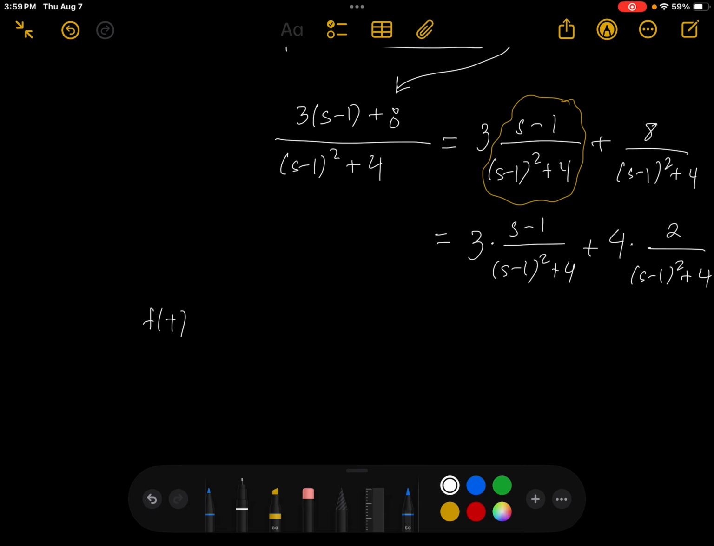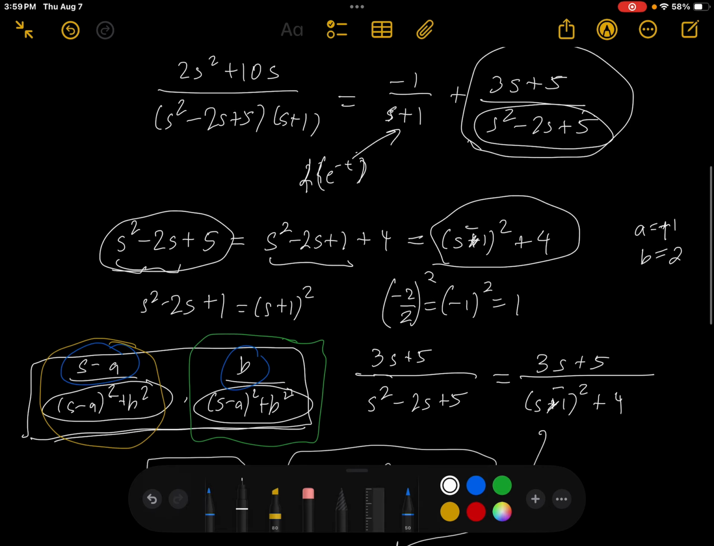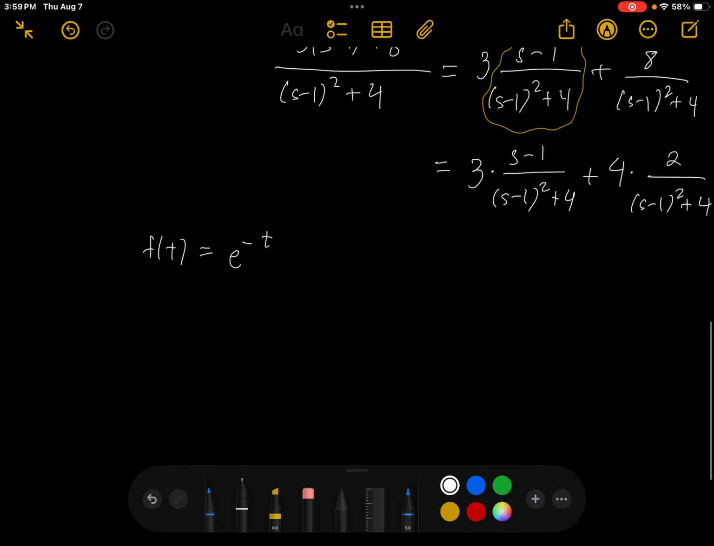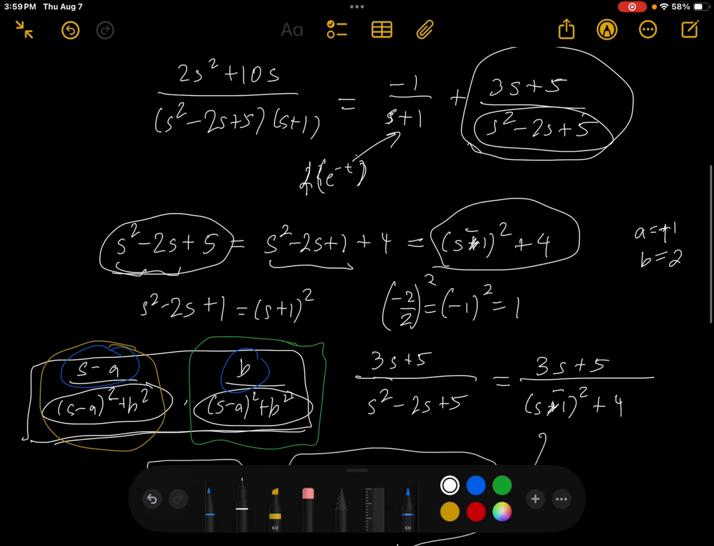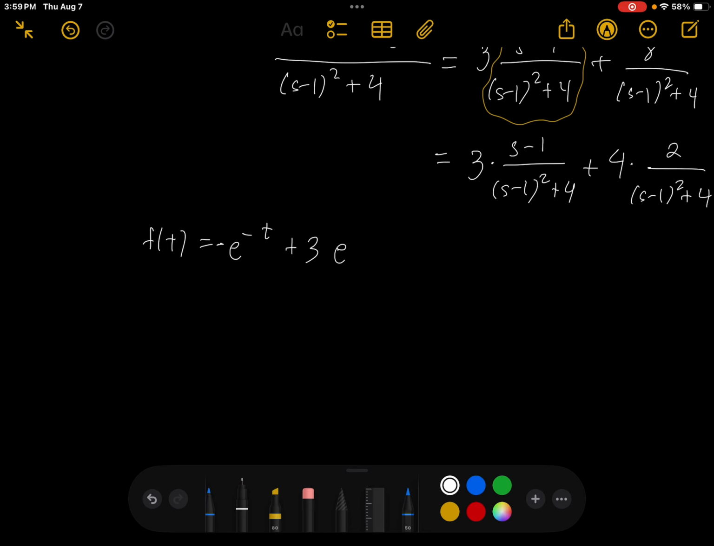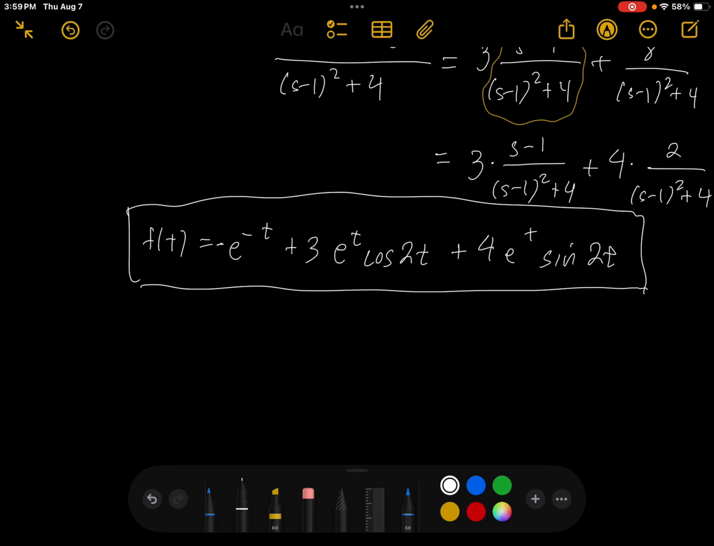So my f of t is going to be, well, remember we had that negative 1 over s plus 1, and the inverse Laplace transform of that was e to the minus t. So we have a negative because we had a negative 1 over s plus 1. Okay, negative e to the minus t, and then plus 3 times e to the t times cosine of 2t, and then plus 4 times e to the t times sine of 2t. And we're using the inverse Laplace transform table to do that. And that's how you do it.